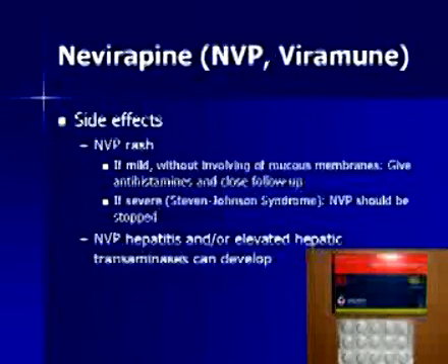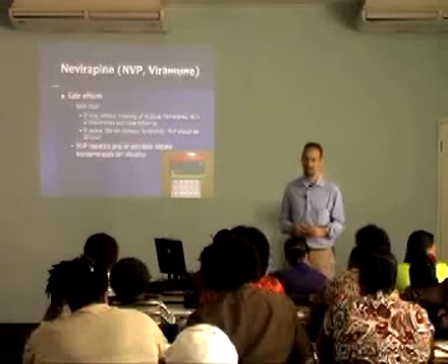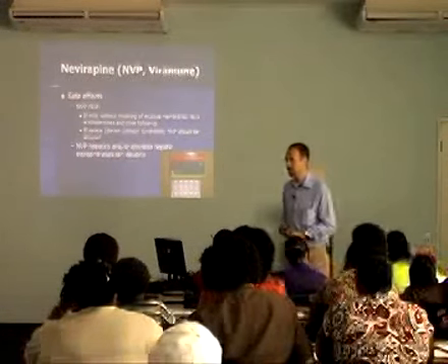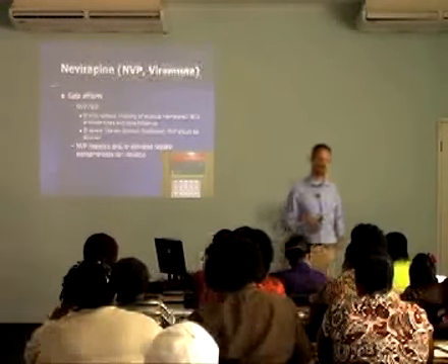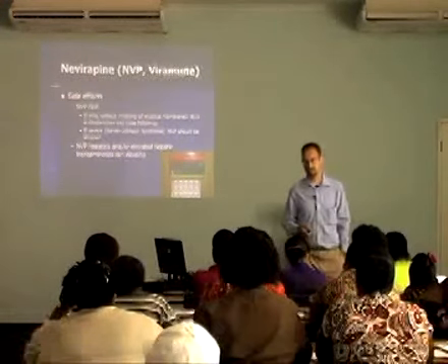Nevirapine also has side effects. Its main 2 side effects are rash and liver damage or hepatitis. The rash can be quite severe, causing Stevens-Johnson syndrome, which you'll see pictures of during the toxicity lecture. It can involve the eyes, the lips, the genitals, and it can be pretty severe and even life-threatening. The same is true of the hepatitis. That can be very severe and can be life-threatening.